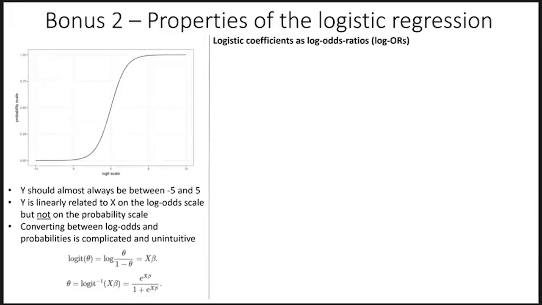Anyone? Okay, we interpret them as log odds ratios, and I'll explain. The y of the logistic regression, what's going inside here before the link function, is on the log odds scale, not on the probability scale. I'll type it up, and then we can see that converting between the log odds and probabilities is complicated and unintuitive.